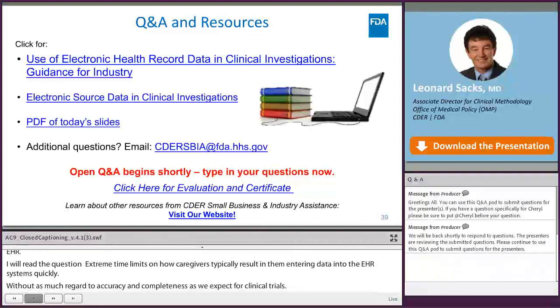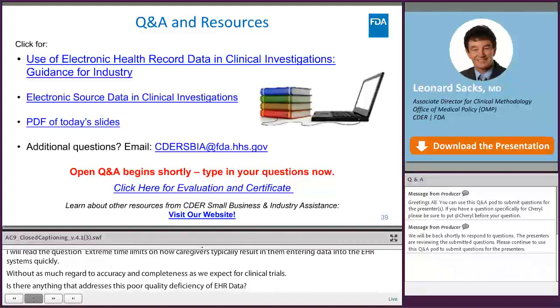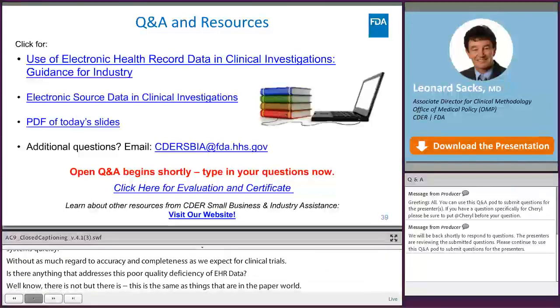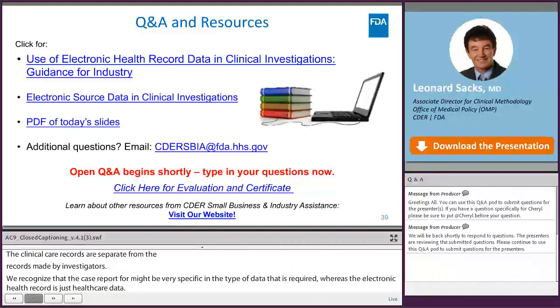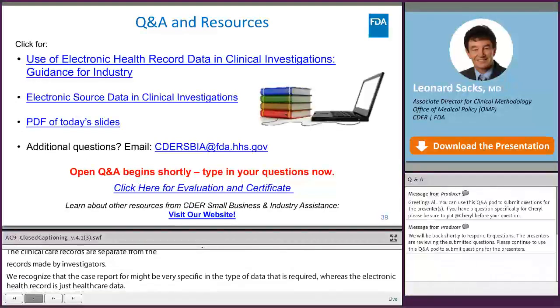Well, no, there isn't, but this is the same as things were in the paper world. The clinical care records are separate from the records made by investigators. And we recognize that the case report form might be very specific in the type of data that's required, whereas the electronic health record is just health care data. So just like in the paper world, we cannot mandate the quality there. We can only inspect it.